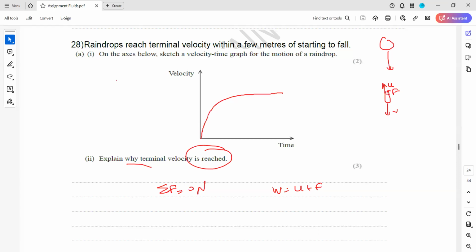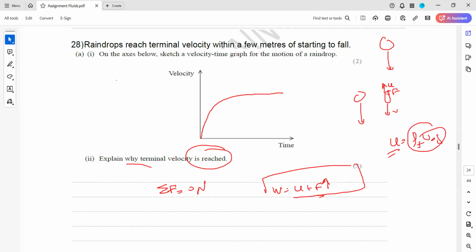Because there is no resultant force acting on it, and this viscous drag depends on the speed. As the speed increases, the viscous drag will also increase. So eventually it will balance with the weight. Upthrust won't change. Upthrust depends on the density of the fluid, volume of object, and gravity. If these factors remain constant, upthrust is constant. But the moment the raindrop falls, the viscous drag increases with the speed, so the sum balances with the weight, and there is no resultant force acting on the raindrop. As a result, it will move at a constant speed.